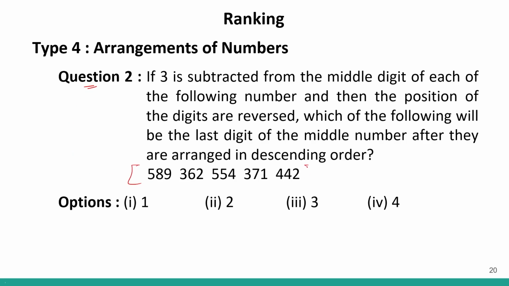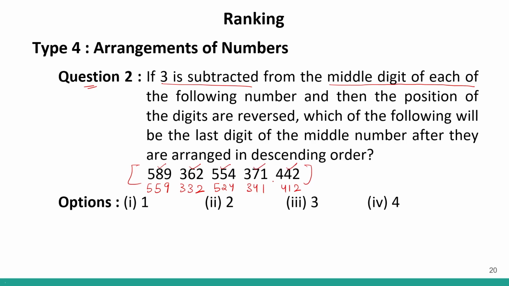Certain numbers and certain instructions are given to us. Based on these instructions, we will get a rearrangement and then we have to find the answer. It is given that 3 is subtracted from the middle digit of each of the following numbers. So 3 subtracted from 8, I will get 559. I will get 332. I will get 524. I will get 341 and I will get 412. We have subtracted 3 from 8, 6, 5, 7 and 4.